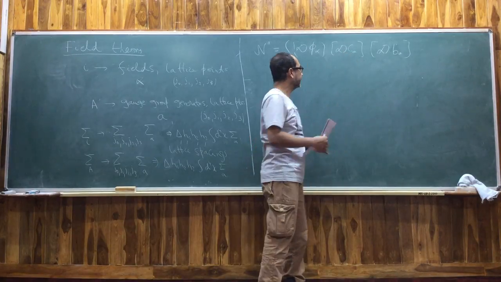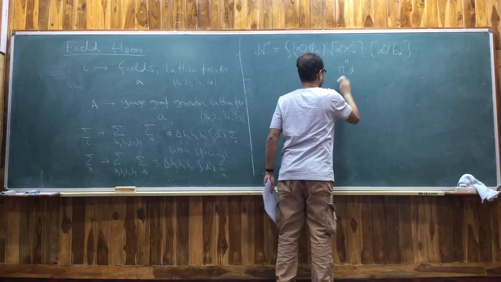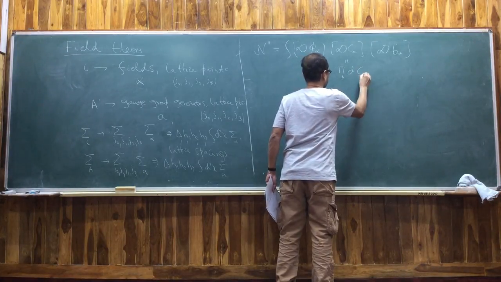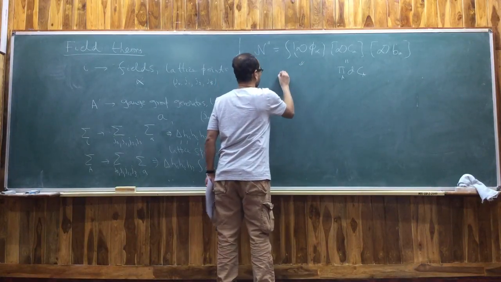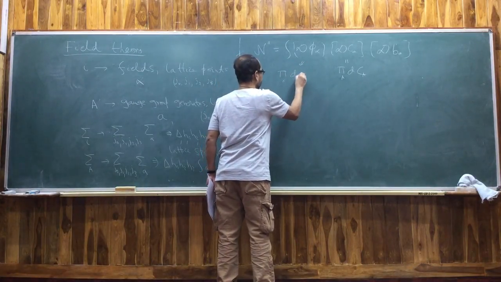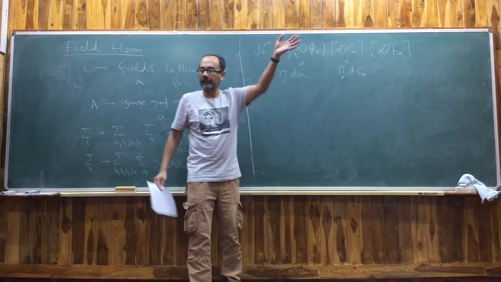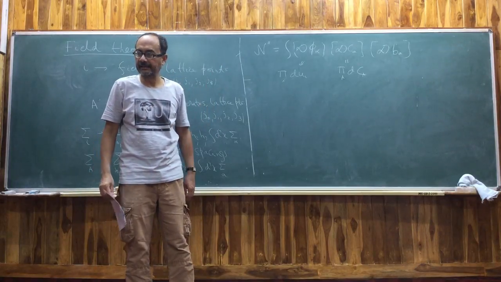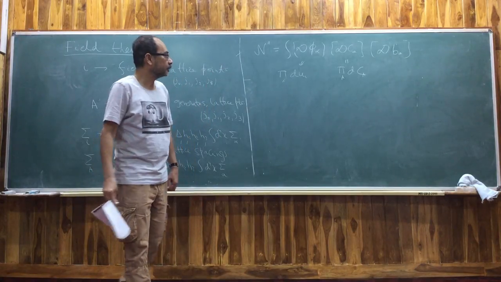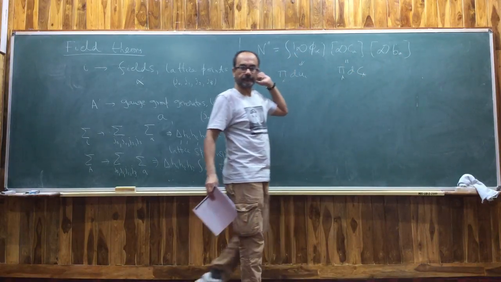So this is what we had earlier called product over A dc. This is what we had earlier called product over I dy. This alpha runs over all the fields, including gauge fields, matter fields, and everything else that is there in the problem. So that's what this path integral is about.